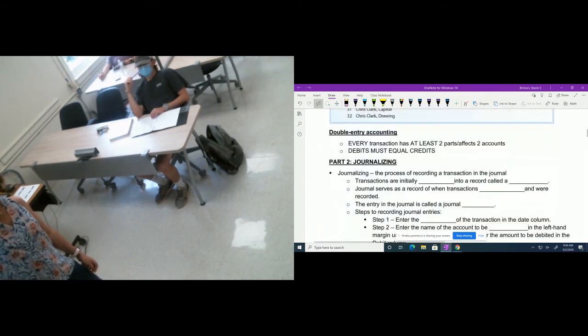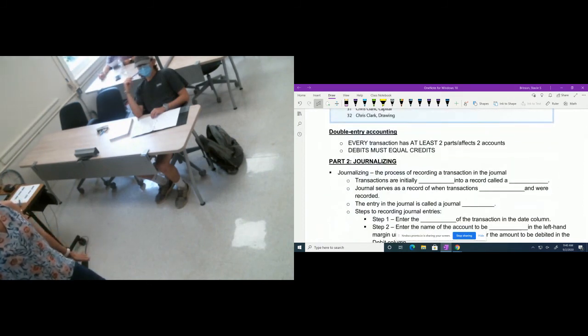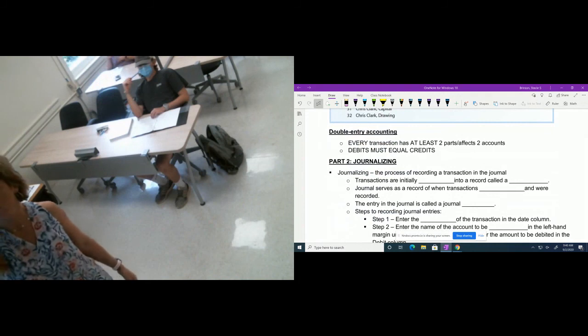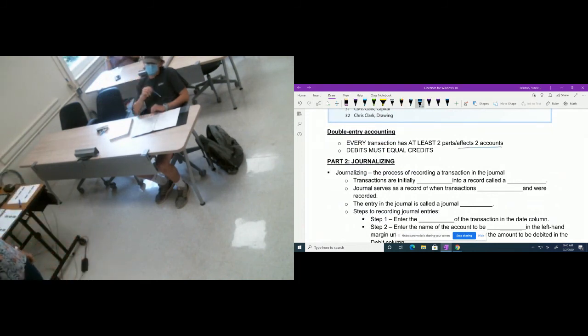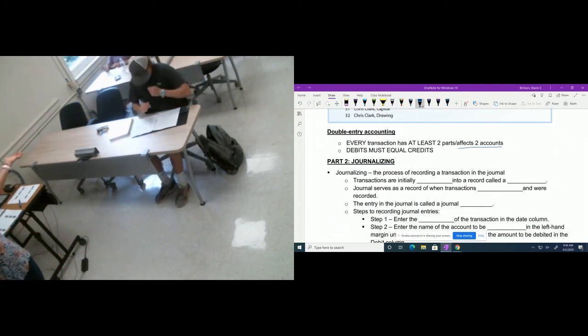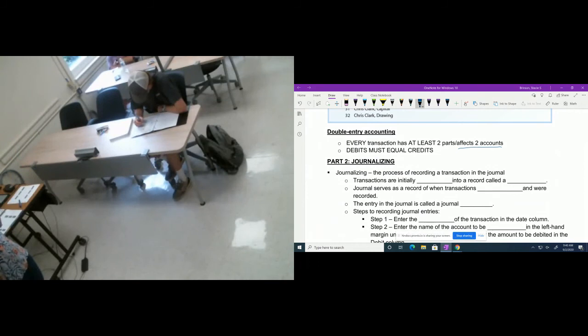All right, double entry accounting. We've already talked about this, but just to reinforce, every transaction has at least two parts, and so it affects two accounts is what I mean by that. Debits must equal credits. That's the same thing as assets must equal liabilities plus owner's equity, because your assets have normal debit balances. Your liabilities and owner's equity have normal credit balances, so your debits must equal your credits. Does that make sense? Okay.